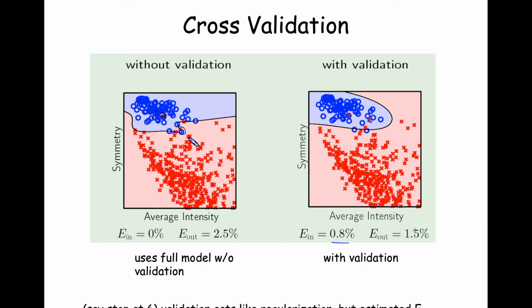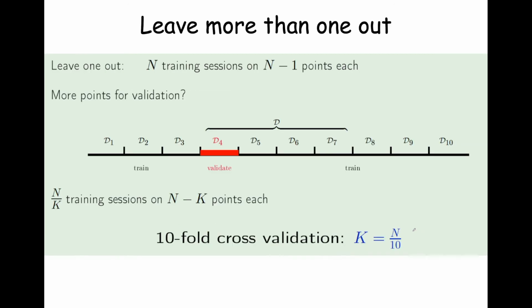But it does so not by using a regularization penalty term in the optimization. It does so by estimating E out directly and choosing the version of the hypothesis set that has the best out-of-sample error estimate. Okay, so there was an issue here when we did this leave one out cross-validation.